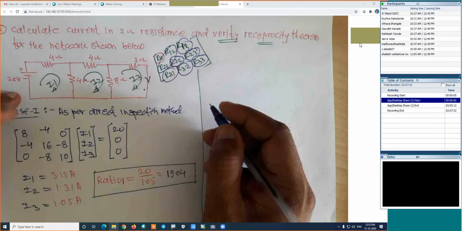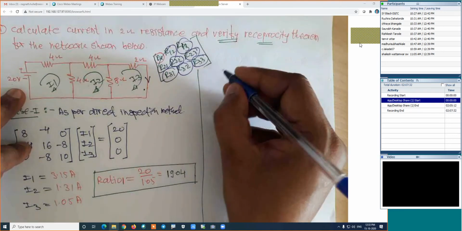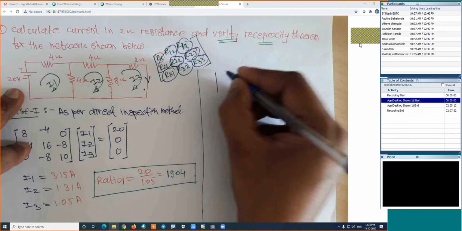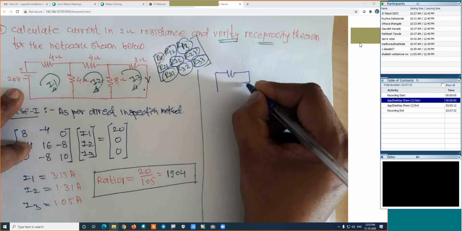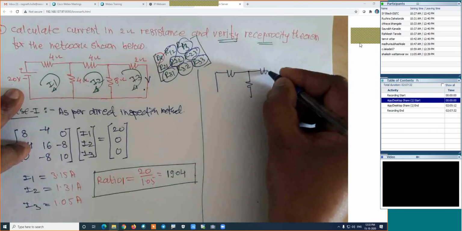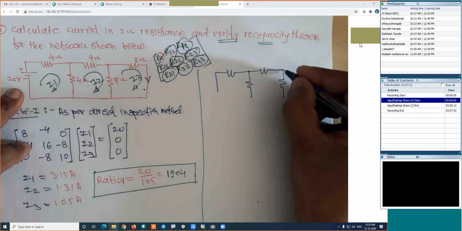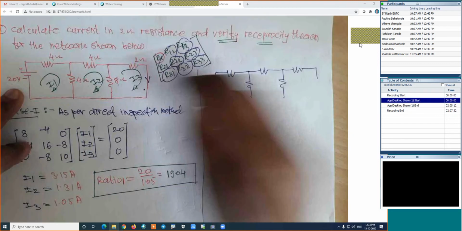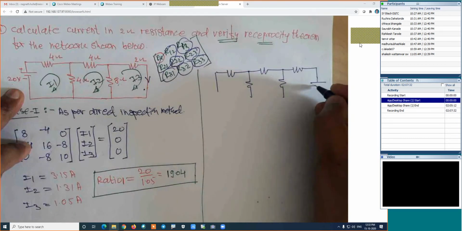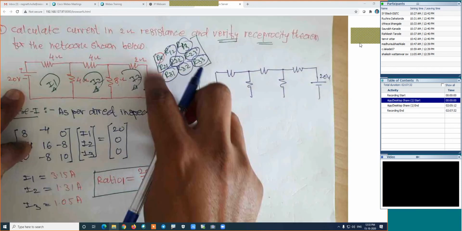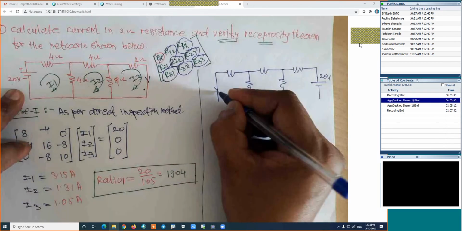I will take this figure, a new figure here. How will the new figure be? In this case, the figure will be something like this. This is 4, this is 4, here it is 8, then this is 2. Now here I will take the source with the same polarity. It was positive on top, so I kept it on top. This is 20 volts. The current direction was downward, so I kept its direction downward as well.